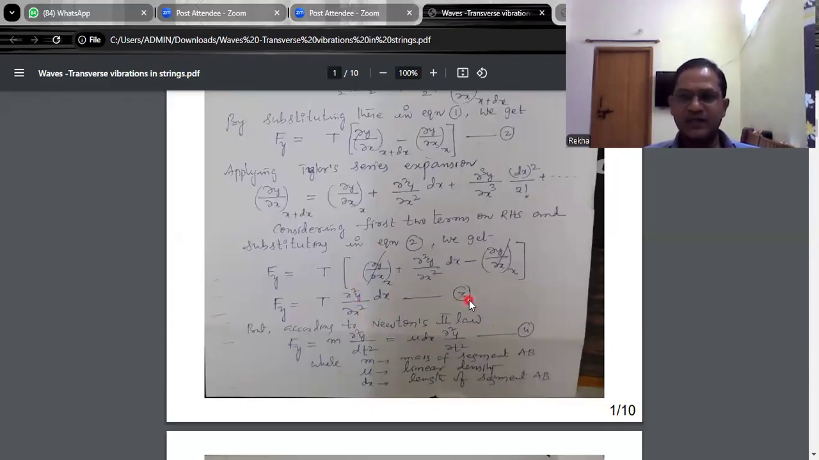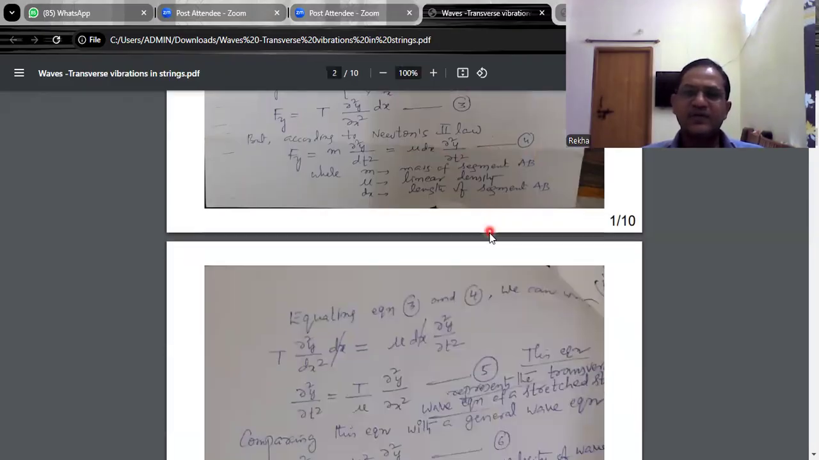But the resultant force, according to Newton's second law, F is equal to m a. So Fy is equal to m times the acceleration ∂²y/∂t², where m is the mass of the string of length dx. If mu is the linear density, which is mass per unit length, then the mass of the segment of length dx would be mu dx. So m is equal to mu dx, equation 4.